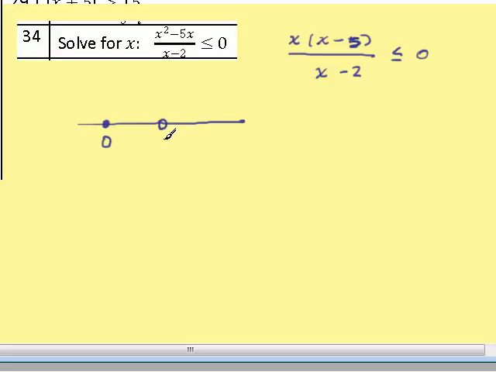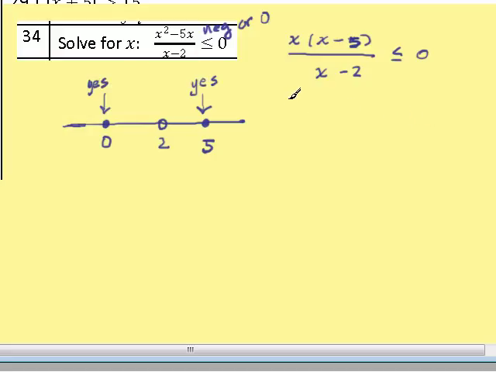So we put them in order. Now the zeros of the numerator get closed circles, because that's where this expression is equal to 0, and the 0 of the denominator, 2, gets an open circle. Now we want to know when is this less than or equal to 0. So that is, when is it negative or 0. Alright, let's just put some arrows here. This is where it's 0. So we do want to include these points.